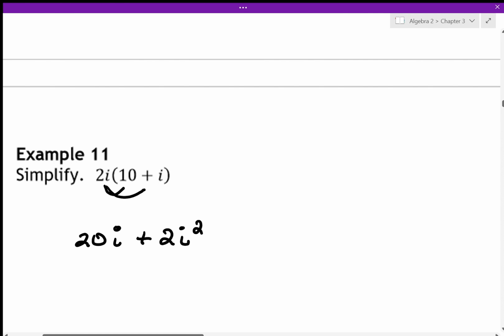Now, what's unfortunate about this problem is that we're not allowed to end with an i squared. We can have plain old numbers, or we can have plain old i's. We can't have an i squared, or an i cubed, or an i to the fourth. And we're going to have to go back to our definitions to figure out what is i squared.